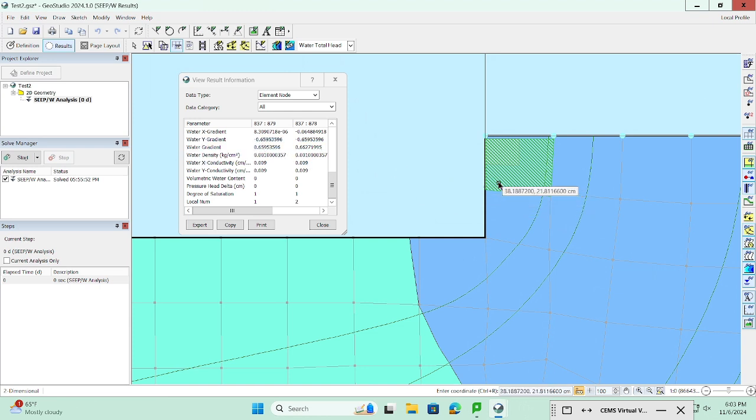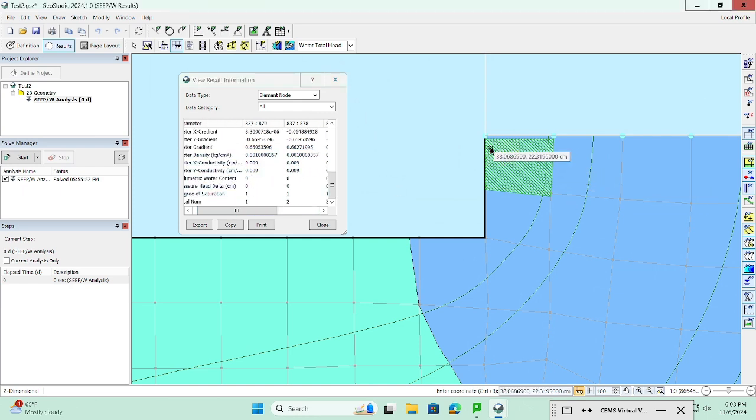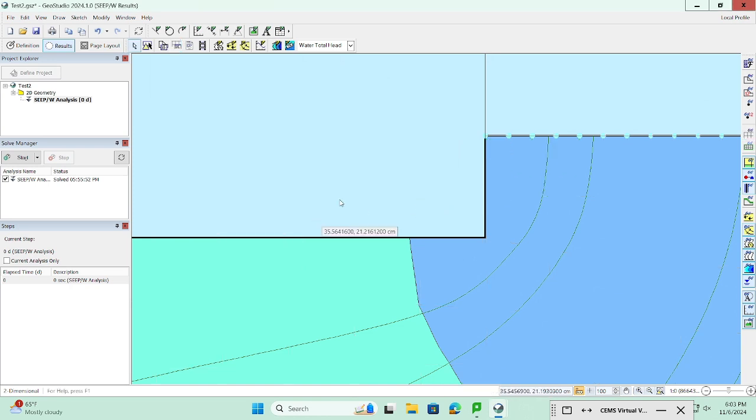And SeepW divides each element into 4 smaller elements. You are going to have 4 values for each one of these elements: 1, 2, 3, and then 4. The highest value is the value that represents this element, the one that is exactly next to the top left. So you can close that.